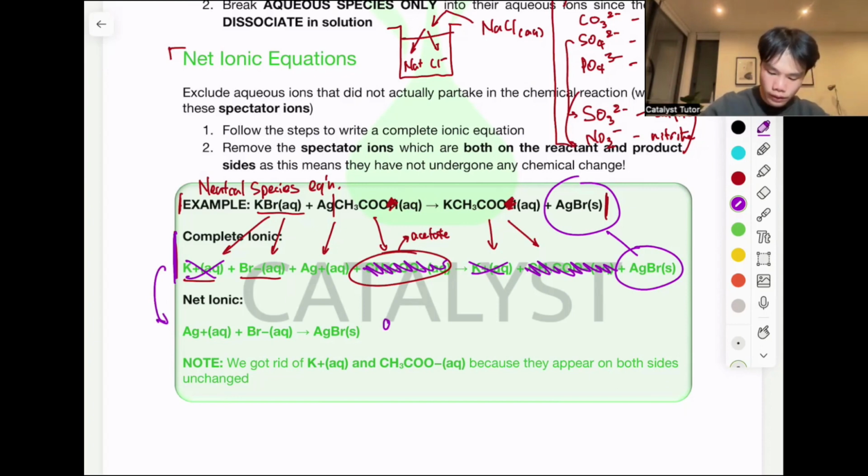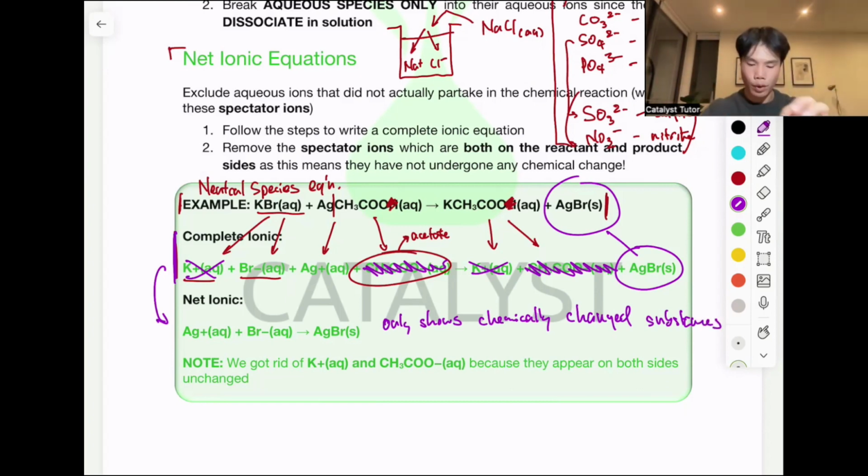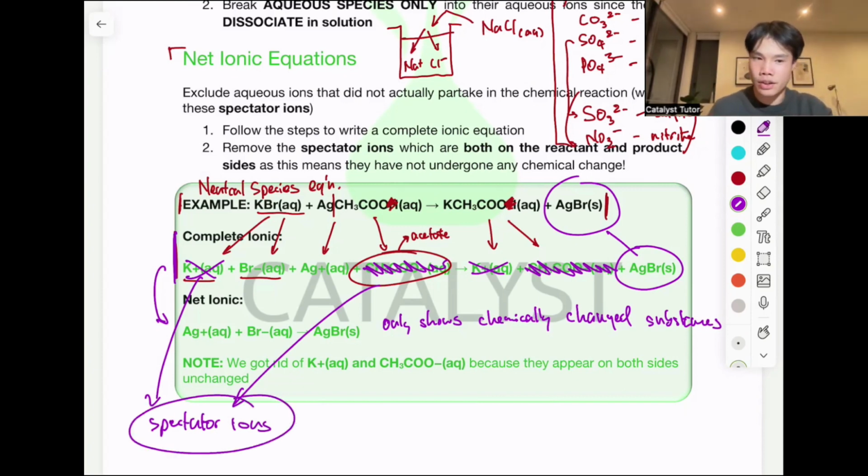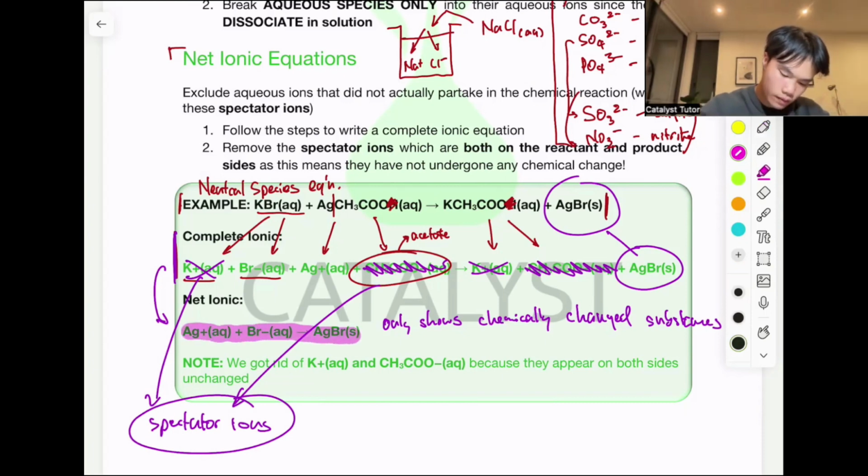We're only showing chemically changed substances. And that's where we cut out all the things that don't change, and we call those ions that don't change spectator ions. And we cut out the spectator ions to leave us just with the net ionic equation, which is only the substances which actually participated in the chemical change, the chemical reaction.